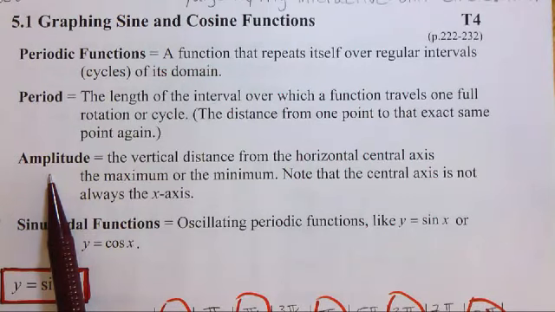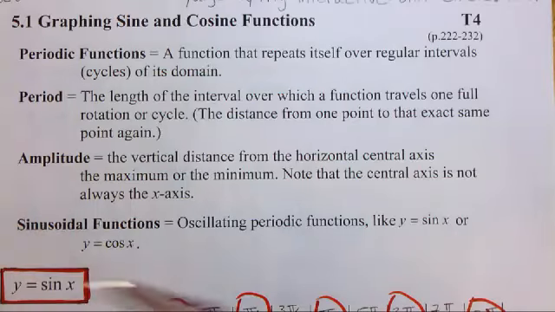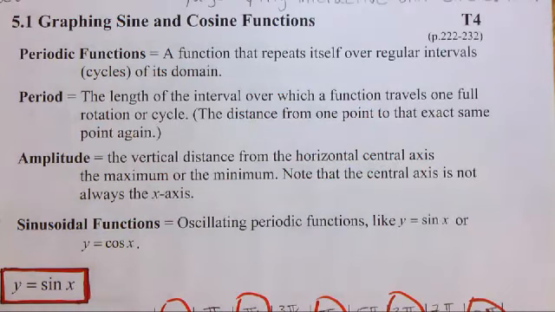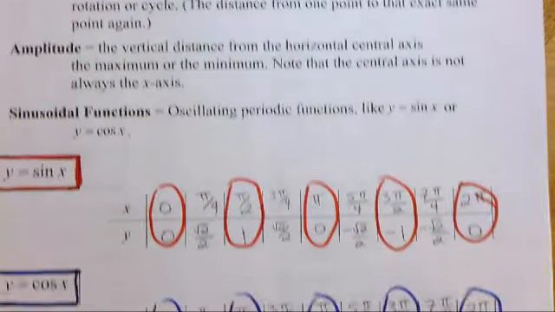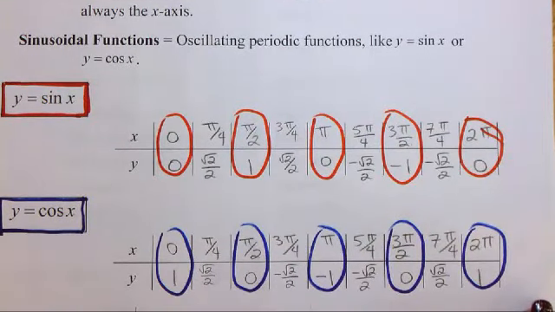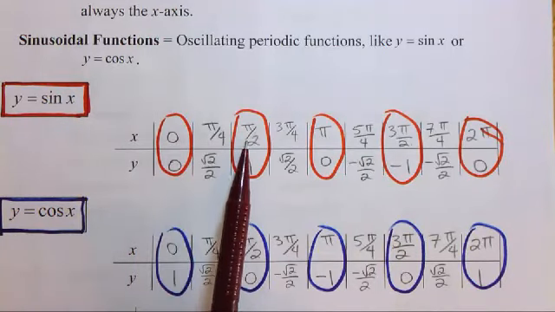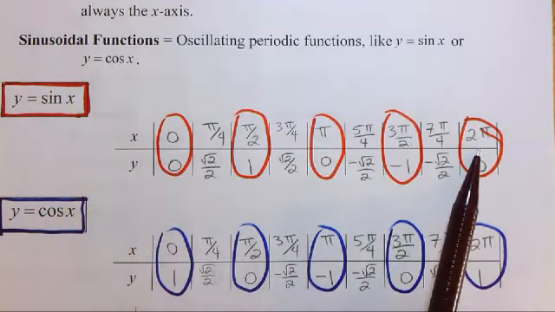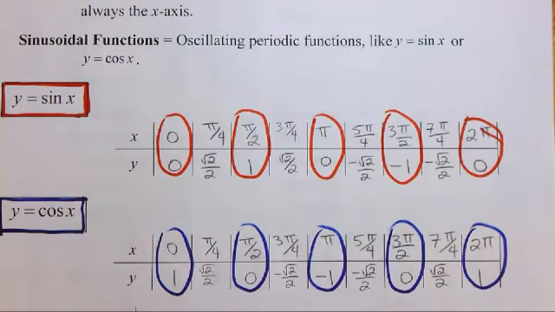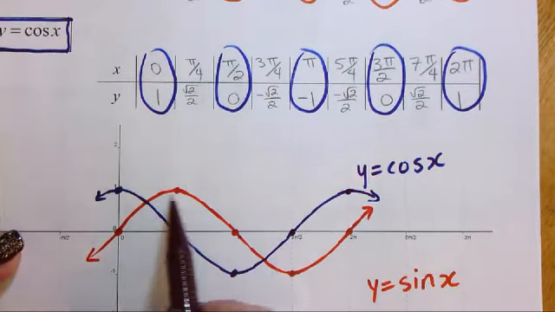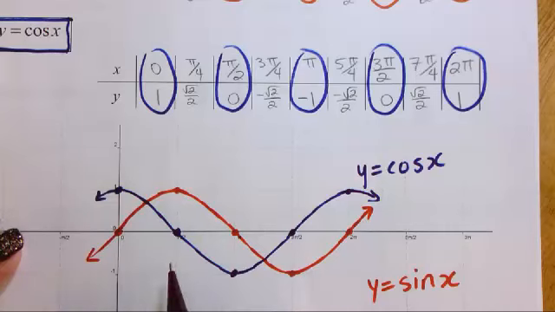Sometimes when we start having shifts, it might be shifting up or down, and that's going to change. These are all sinusoidal functions that we're looking at, sine and cosine right here. I've taken those coordinates and made a little table of values. I'm going to highlight the 0, the pi by 2, the pi, the 3 pi by 2, and the 2 pi for both sine and cosine. In red, I have graphed sine, and in blue, I have graphed cosine.